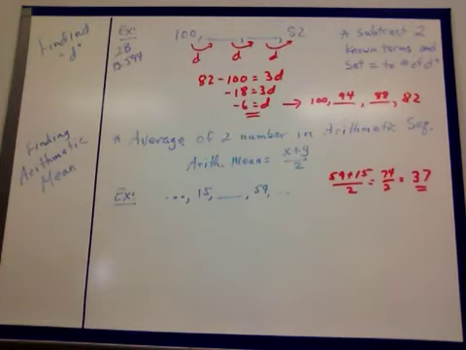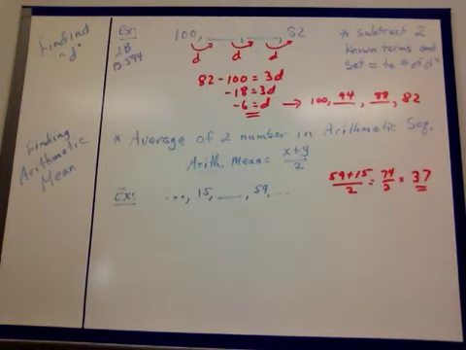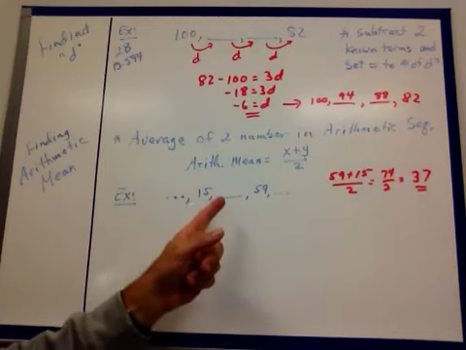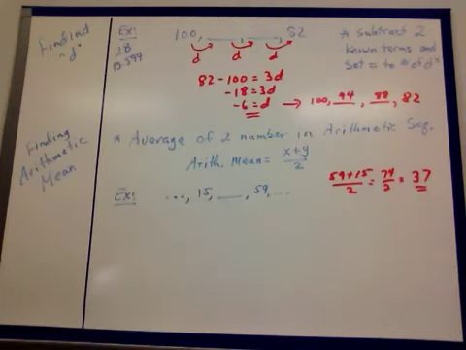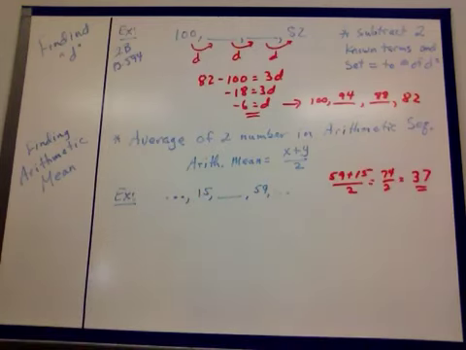Finding the arithmetic mean. A mean we know means an average, so we're going to average the two numbers in the arithmetic sequence. This works well when you only need to know one of these. You notice here we want to find the middle of those two, the mean. Add them up, divide by 2, you get 37.